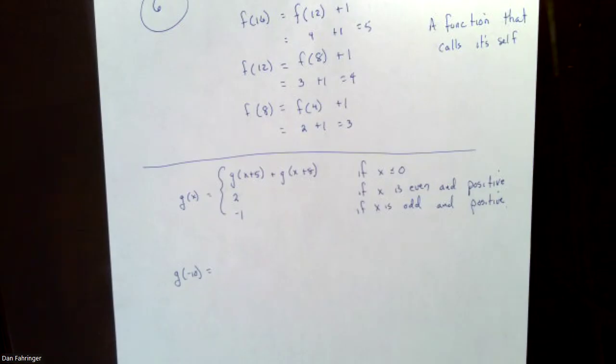G of x equals g of x plus 5 plus g of x plus 8. And then we have if x is even and positive, or if x is odd and positive. So the negatives hit the recursive case. This time I have 2 base cases. Could go down 2 rabbit holes.